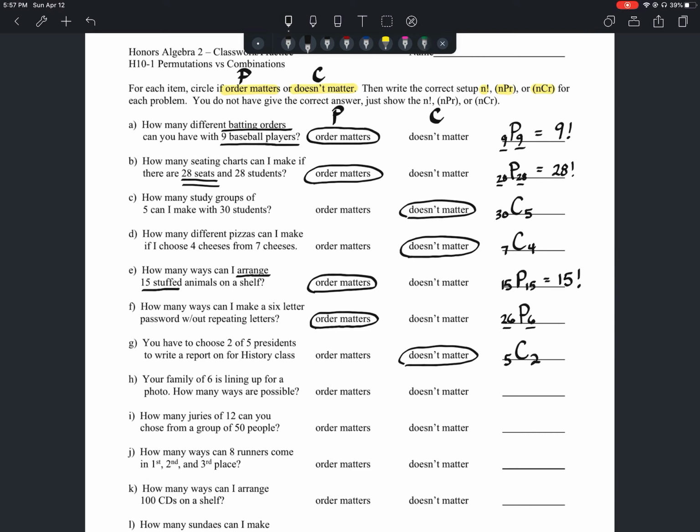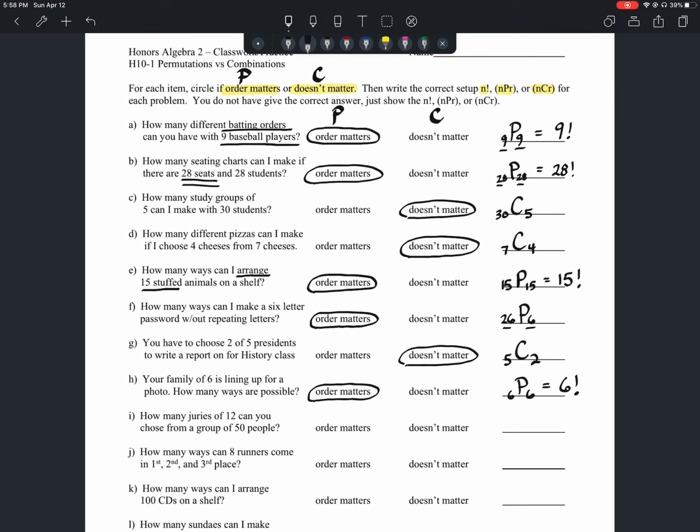H, your family of 6 is lining up for a photo. How many ways are possible? This is like our lesson where we had 6 books and we were trying to line them up, right? And so therefore, order is going to matter here. And this is a permutation 6P6, or we can say 6 factorial.